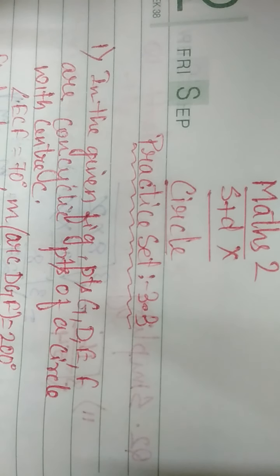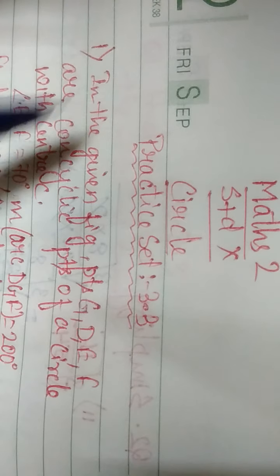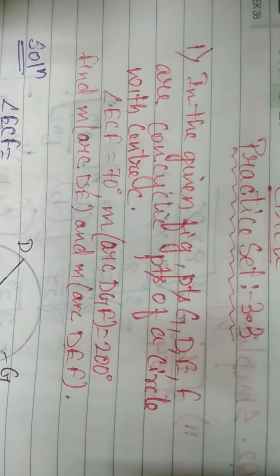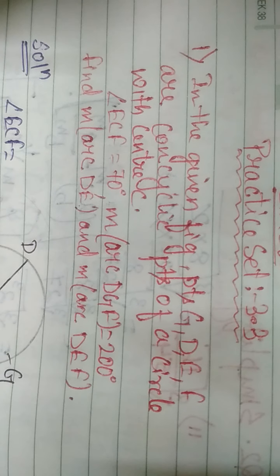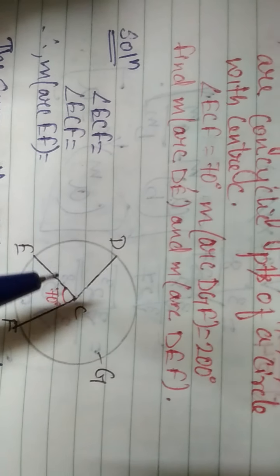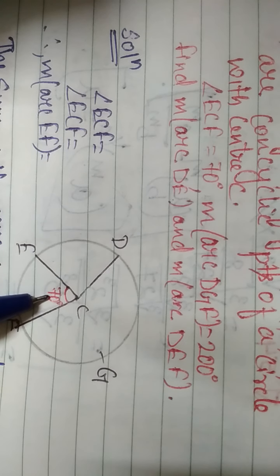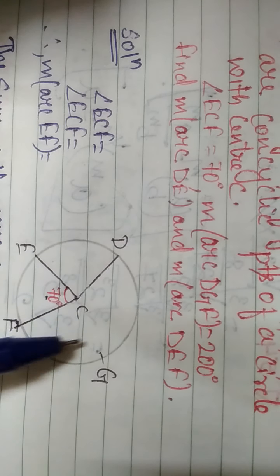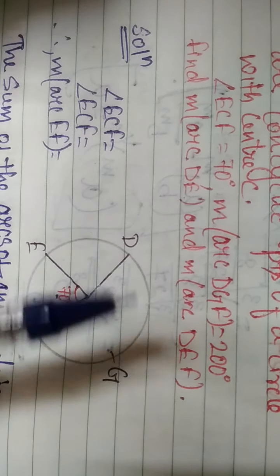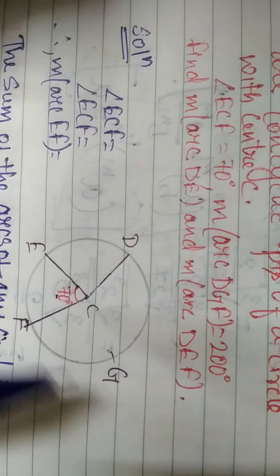Very good morning, children. Today we will start the Maths 2 third chapter, Circle, practice set 3.3. The first question is: in the given figure, points G, D, E, F are concyclic points of a circle with center C. Angle ECF is given as 70 degrees. The measure of arc DGF is given as 200 degrees. We have to find the measure of arc DE and the measure of arc DEF.